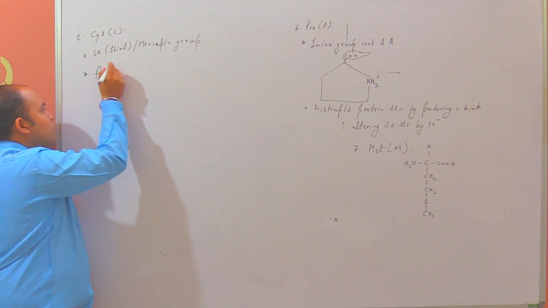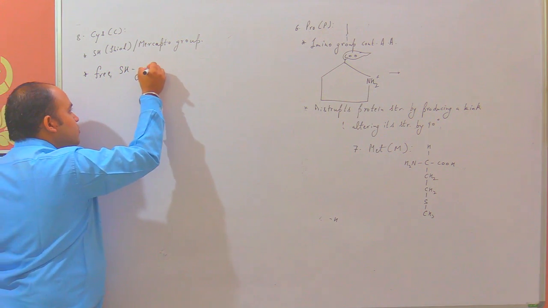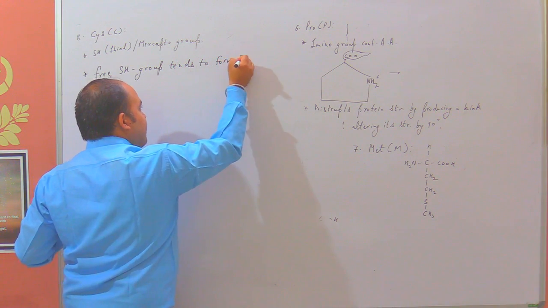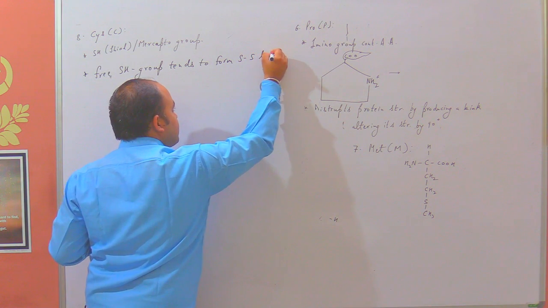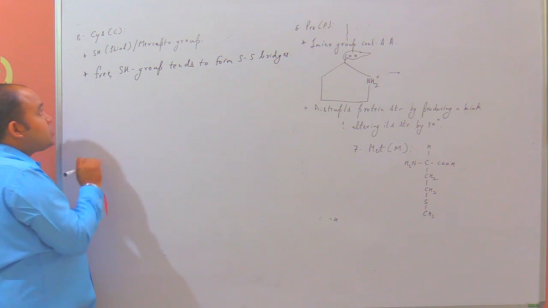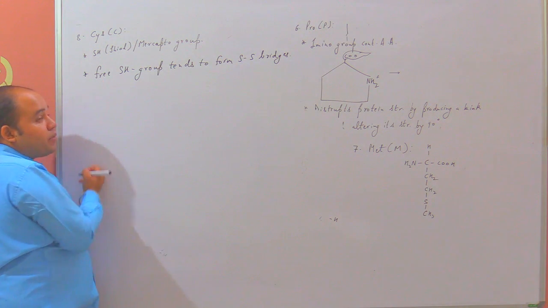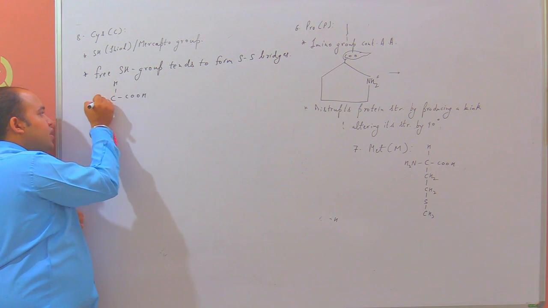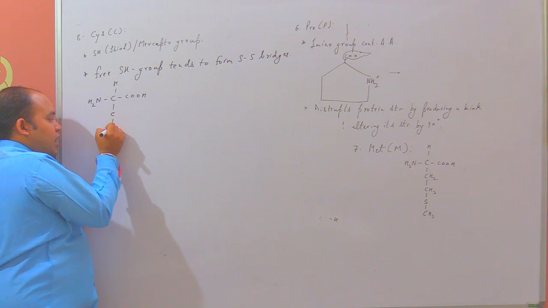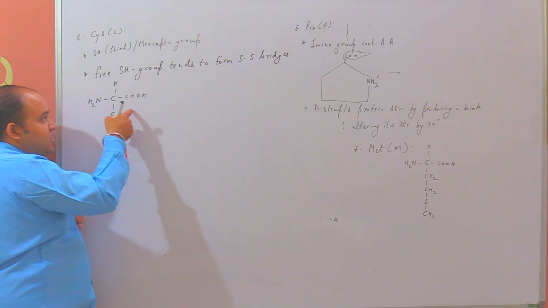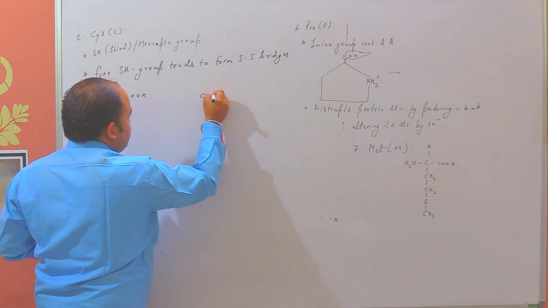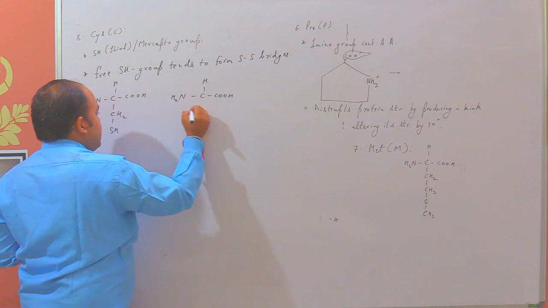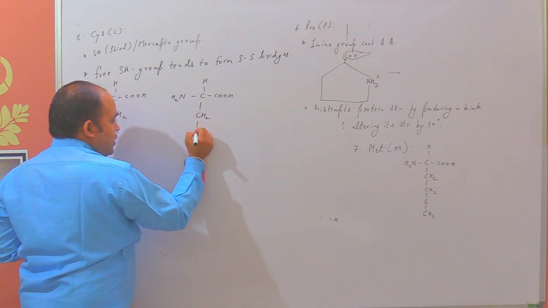A free SH group tends to form disulfide bridges. That means two cysteines could link with each other and lead to the formation of homocysteine. So the cysteine structure could be like this: COOH, H, NH2, then there is your C, and then there is CH2 and SH. This is one cysteine, and then there is another cysteine: COOH, NH2, then hydrogen, then CH2, then SH.